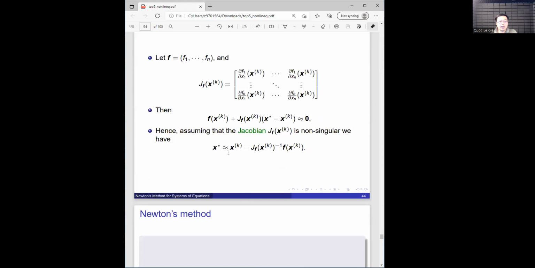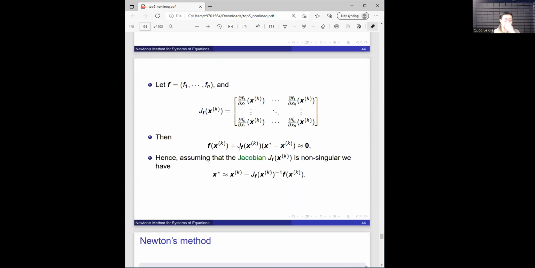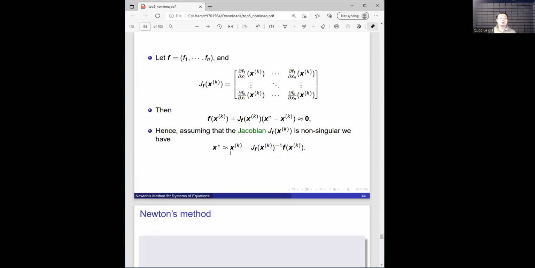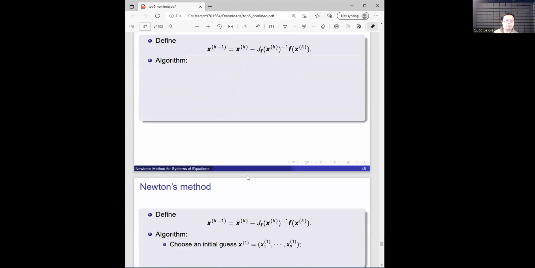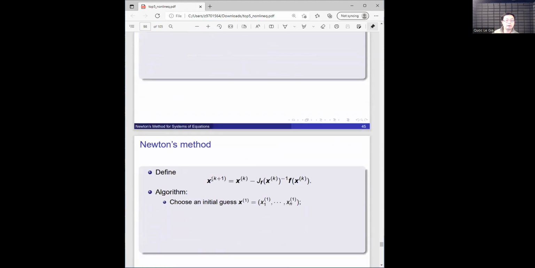Now from this one, remember x star is the one that I want to find out, right? X star is a solution. But because we want to do the iteration, with the iteration we'll try to get into the solution. So now I replace x star by xk plus one. And so this is my Newton method for n variate equations.